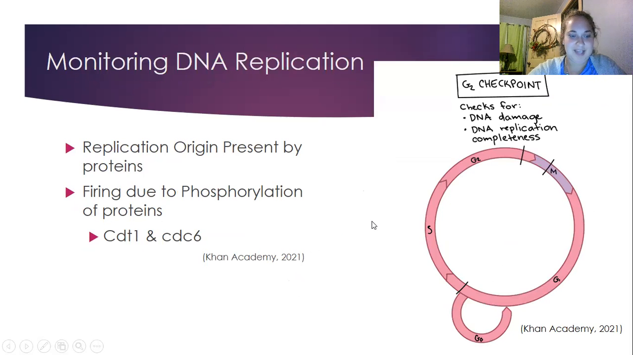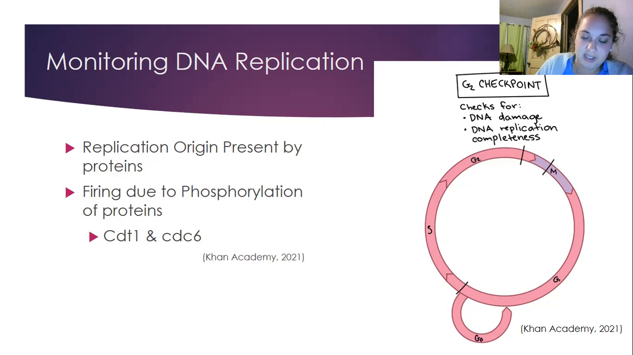Monitoring DNA replication is another thing that happens during these cell cycles. So this is going to happen during that G2, if the cell is considered viable, because DNA damage at this time can stop DNA replication from following through. So we'll keep going. It will keep causing problems.